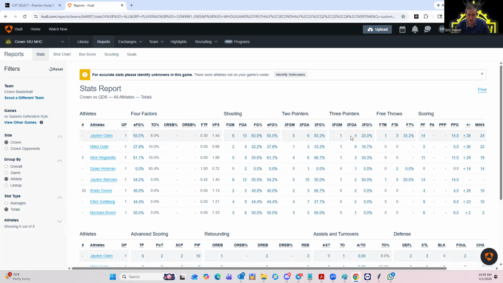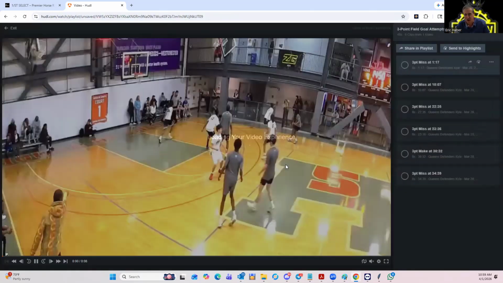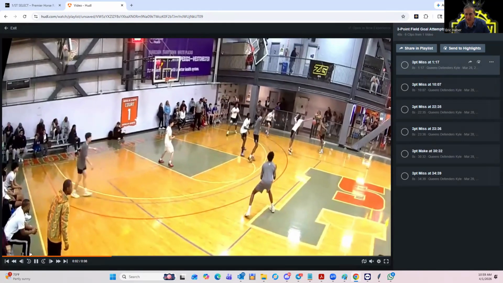So from three, it looks like there was struggles. So we had Jaden 1 for 4, Miles 1 for 6. I mean, pretty much everybody was pretty bad from three this game. So again, we could click through and see what type of shots these were. So Miles, I see you missed six, you had 6 shots taken. Let's take a look at these and see if these are good shots.